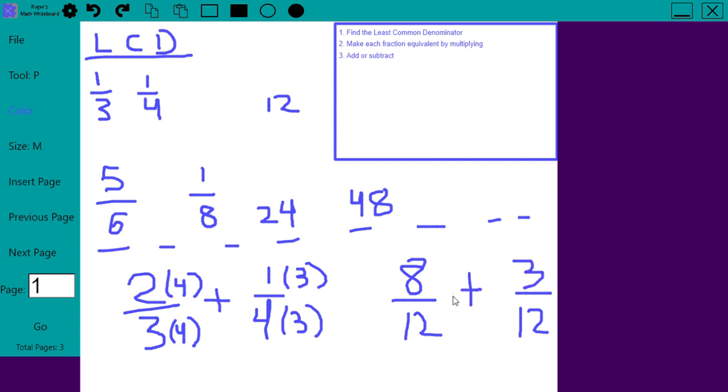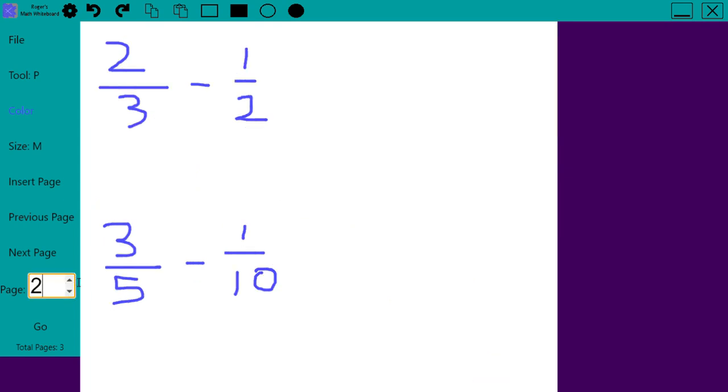Now I'll add. 8 plus 3 is 11. And the bottom numbers we just leave alone, so we're not going to do anything to the 12. We're just going to add or subtract the top numbers. So our answer is going to be 11 over 12. Alright, let's go to the next page.